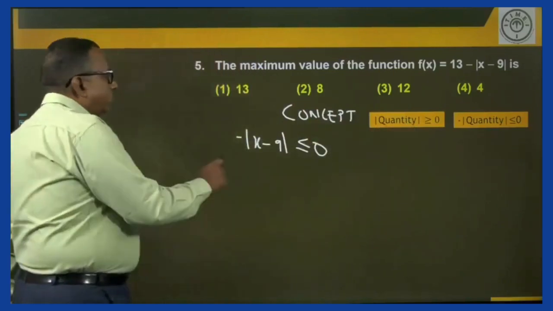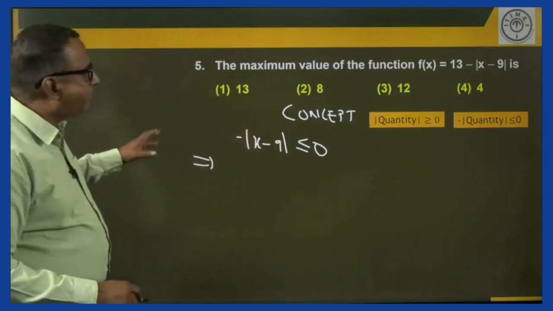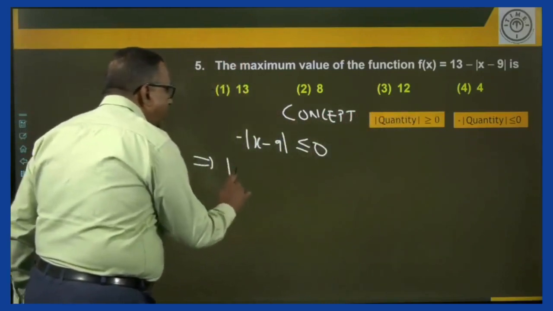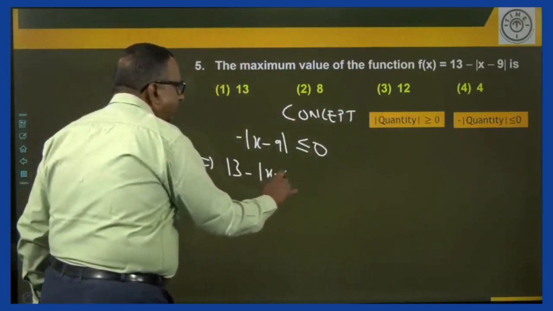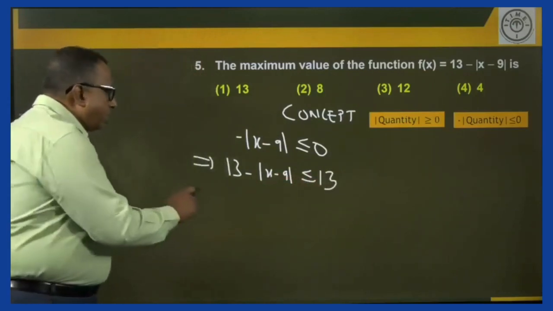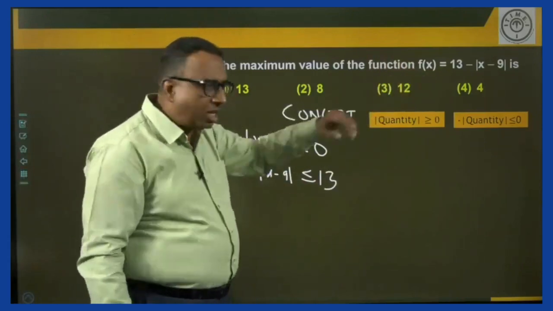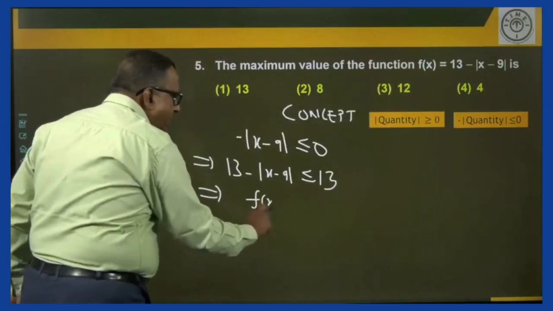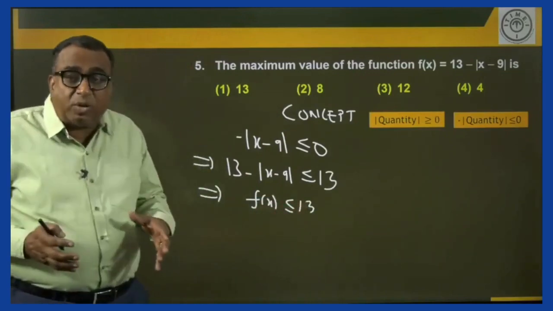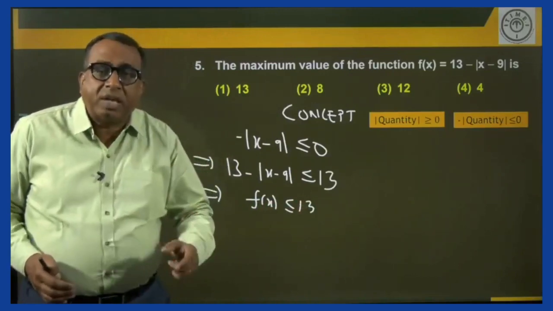Okay. So if you add, let us say, 13 to both sides, this is a standard result. 13 minus mod x minus 9 will be less than or equal to 13. That is, we are adding 13 on both sides. That means your 13 minus mod x minus 9, that is what is f of x. You get f of x as less than or equal to 13. When f of x is less than or equal to 13, what is 13 for f of x? Maximum value.